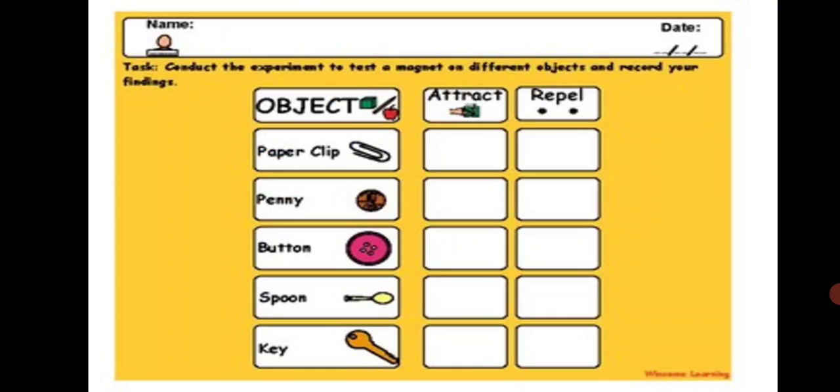Then the third activity is a task. Conduct the experiment to test the magnet on different objects and record your findings.